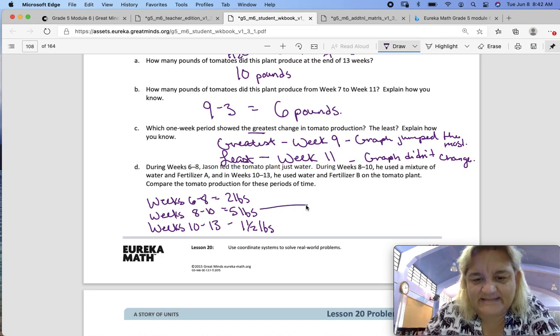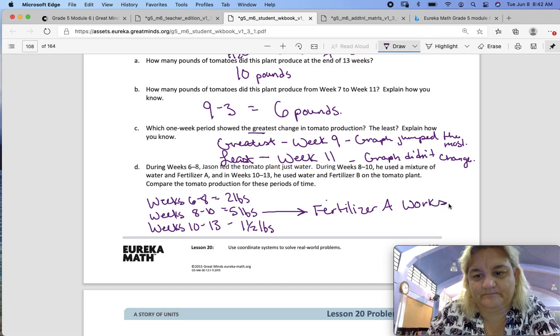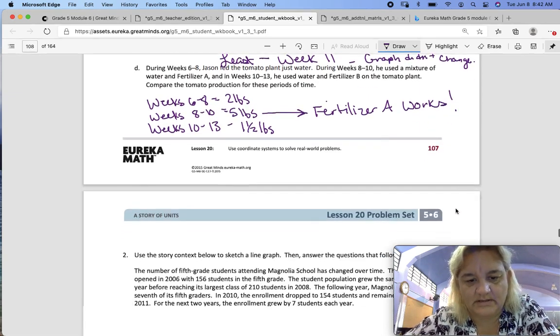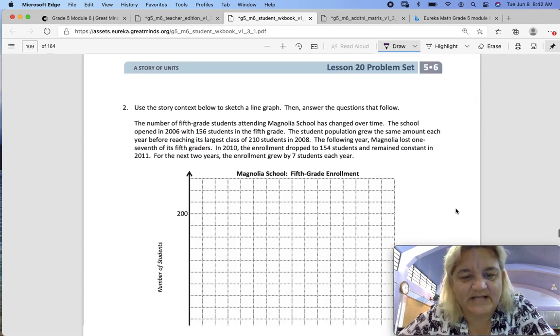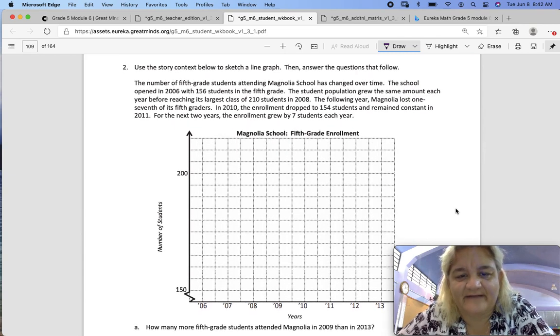So I think we can say fertilizer B, or fertilizer A, works. Good. Okay, use the story context below to sketch a line graph. Then answer the questions that follow.